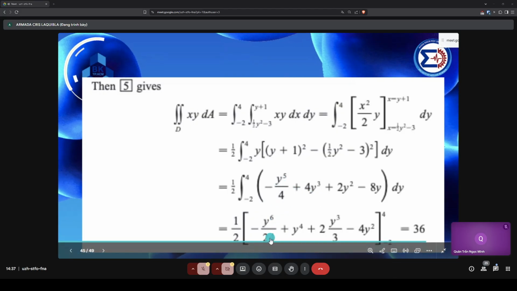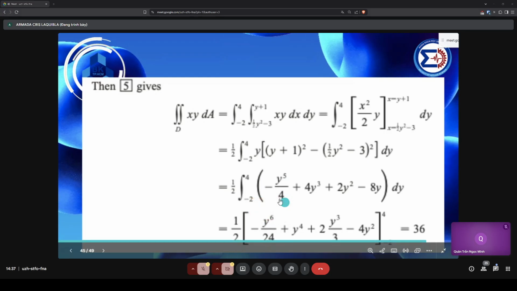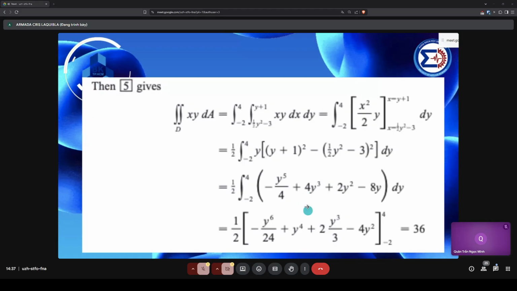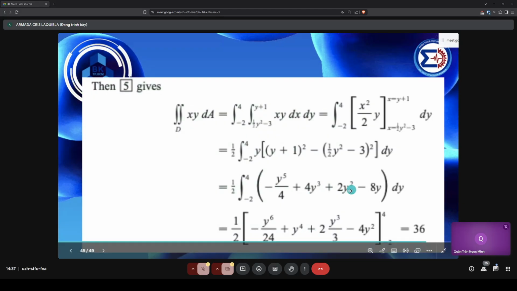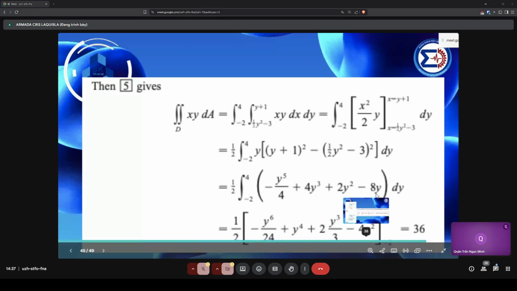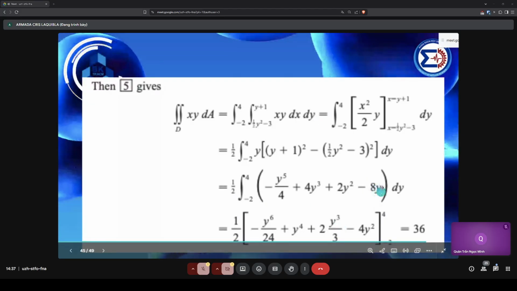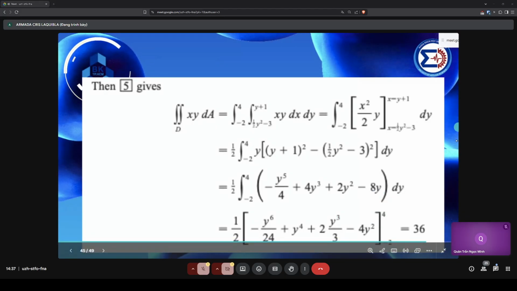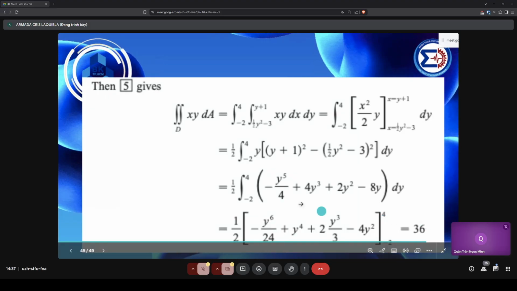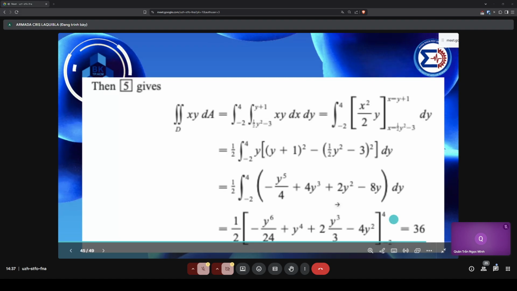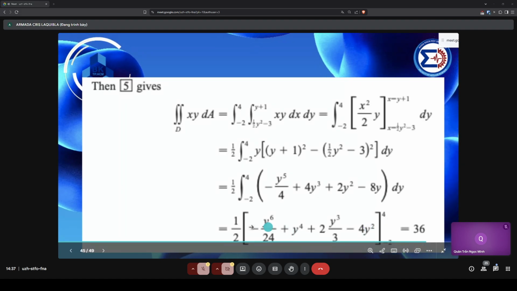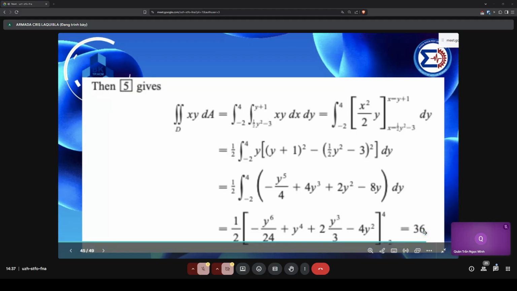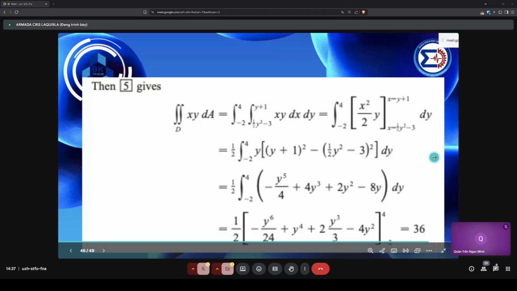It becomes y to the 6 here over 24 because we multiply 6 here in the denominator. And then this one becomes y to the fourth over 4. They canceled 4. Next, this one becomes y cubed over 3. It's there. And then 8, this becomes y squared over 2. And 8 over 2 is 4. So that is why it's minus 4y squared. Now evaluate that from 4 to negative 2. Substitute 4 first, then minus substitute the negative 2. The same answer. The answer is also 36. Okay? Next.